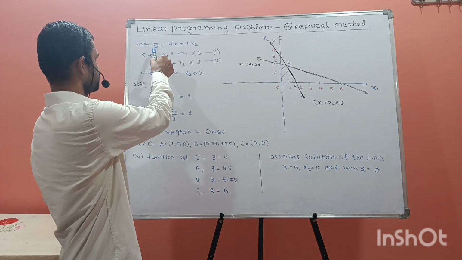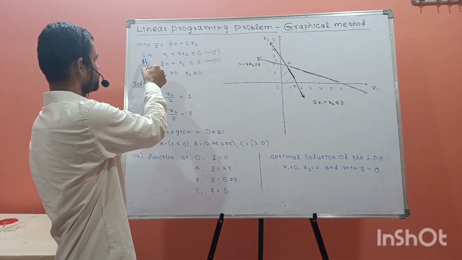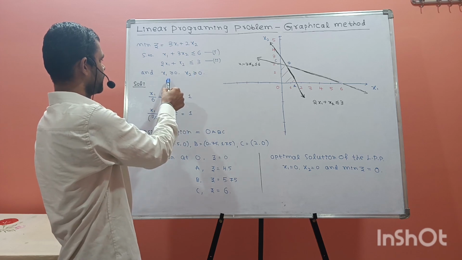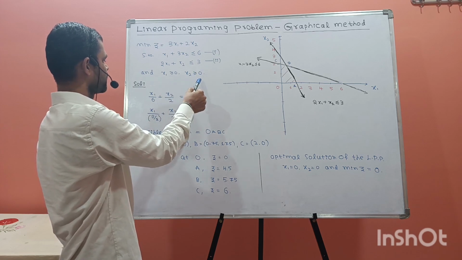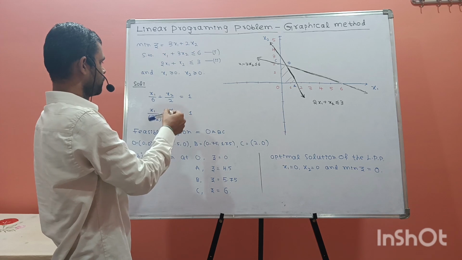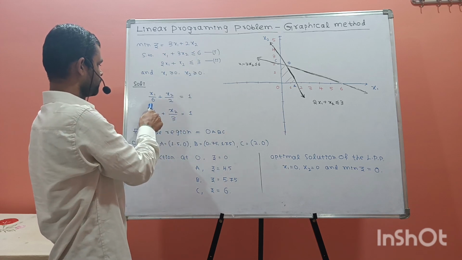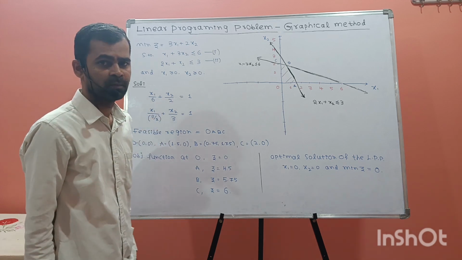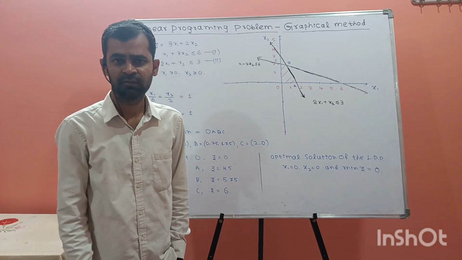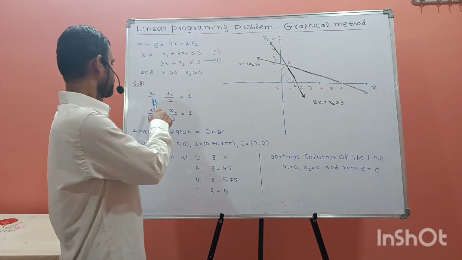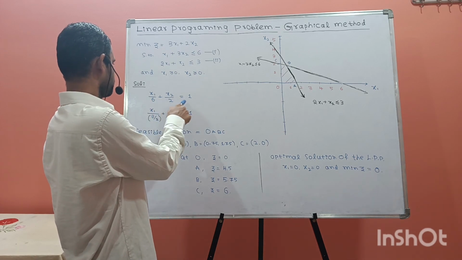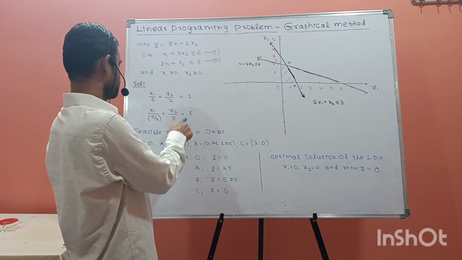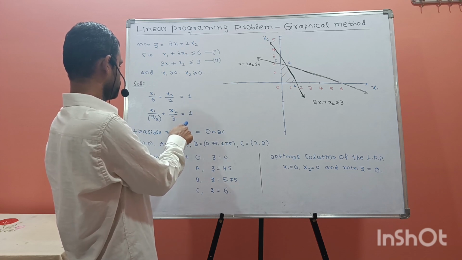So minimization, this is the objective function subjected to constraints 1 and 2, where x1 and x2 are greater than or equal to 0. From equation 1 you can find the intercepts, like x by a plus y by b equal to 1. In that form we will find it. So here we have made this equation equal to 1, and also equation 2.